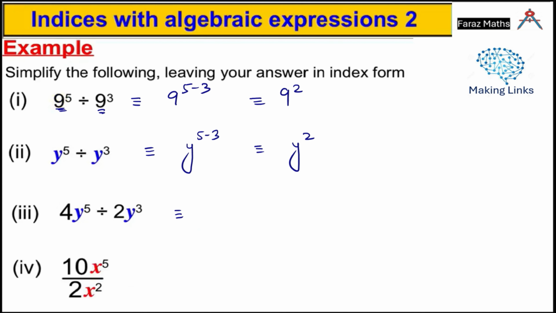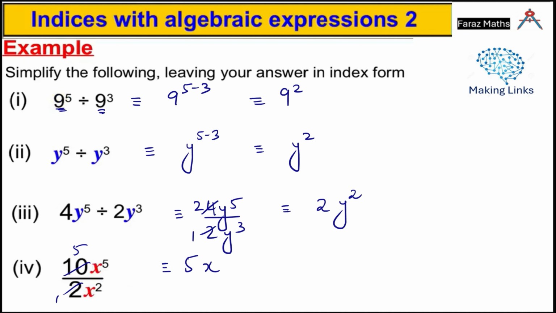4y5 divided by 2y3, if I write it as a fraction, it will look like this. You can simply do 2 1s are 2, 2 2s are 4. And when bases are the same in division, you have to subtract the powers. So the answer would be 2y, and 5 minus 3 is 2, so 2y squared. And the last one, 2 1s are 2, 2 5s are 10, and for x, 5 minus 2 is 3, so 5x cube. Okay, coming to the next.